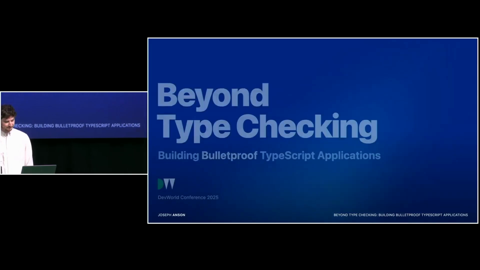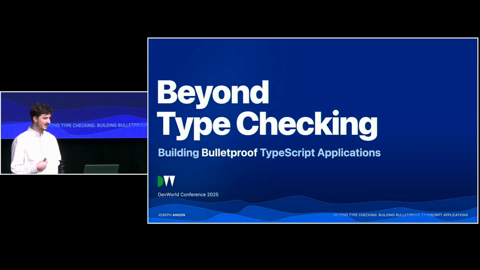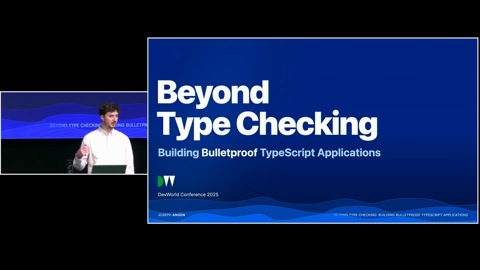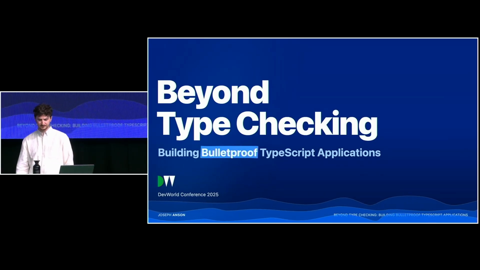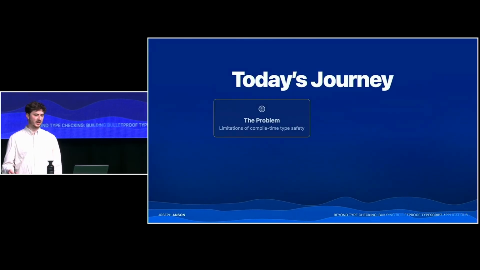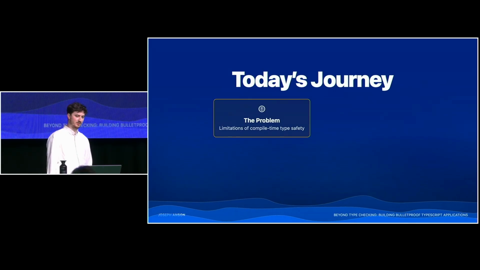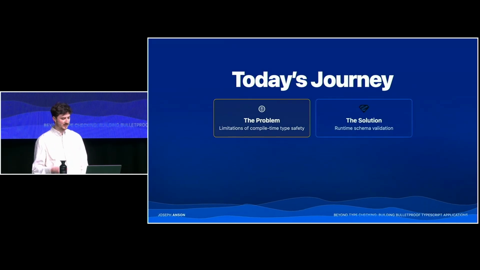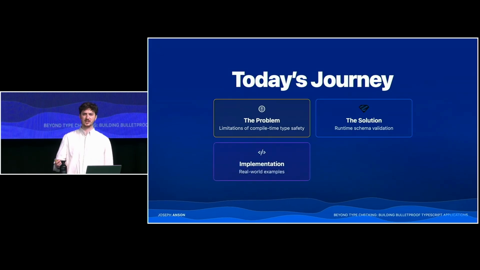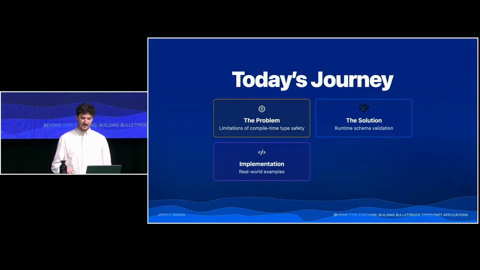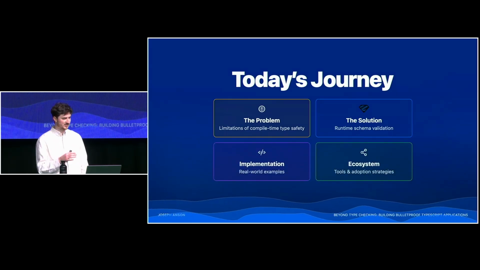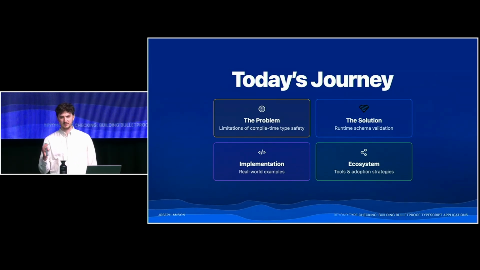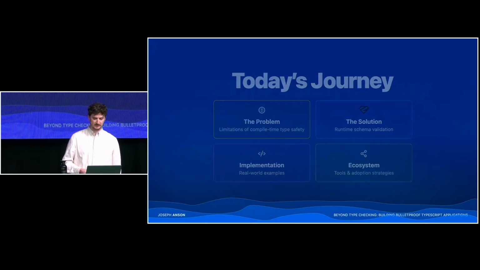So, hello everyone. My name's Joseph Anson, and today we're going to be talking about beyond type checking and how we can build truly bulletproof TypeScript applications. In this talk, we're going to be looking at the problem with compile time safety from TypeScript, and we'll also be looking at potential runtime solutions for this, runtime validation. We'll be looking at some real-world examples, and then finally we'll be looking at the ecosystem and the tools that the runtime validation supports, as well as some adoption strategies for your applications.